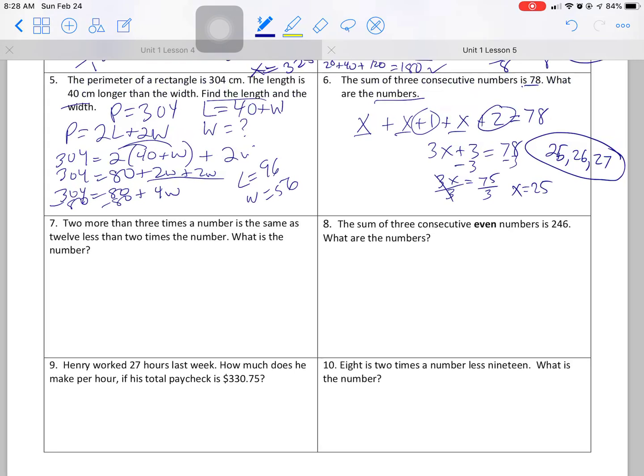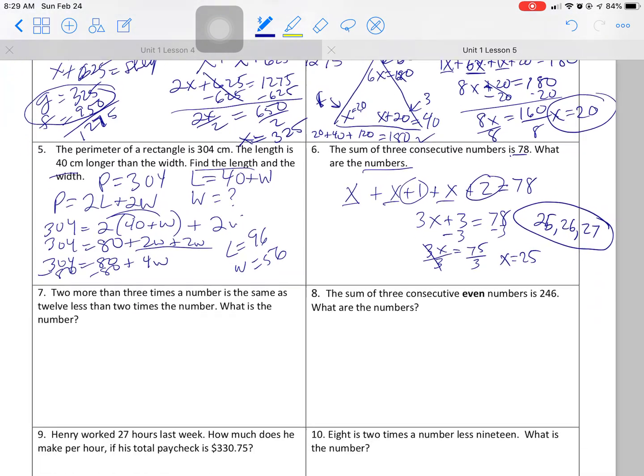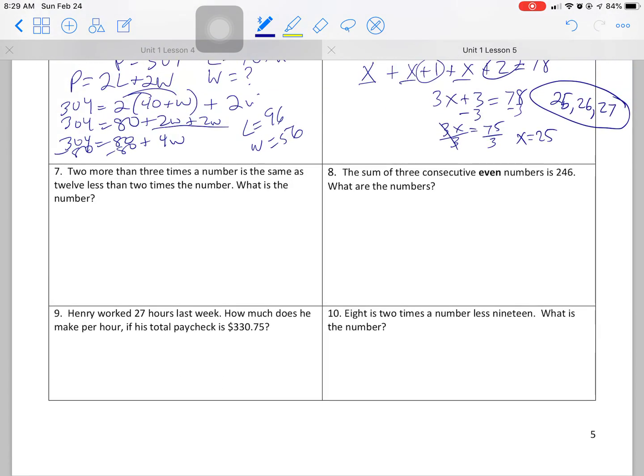These were all, in fact, okay, so all 1 through 6 were word problems. And now we have an abstract one. 2 more than 3 times a number. So 3 times a number is 3x. More than means this goes first. More means a plus 2. There's a lot going on there.